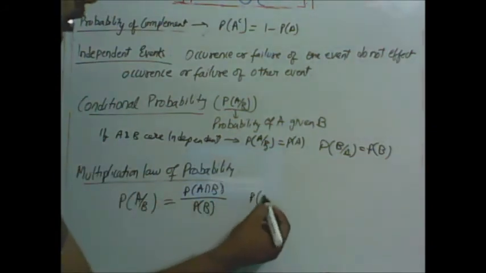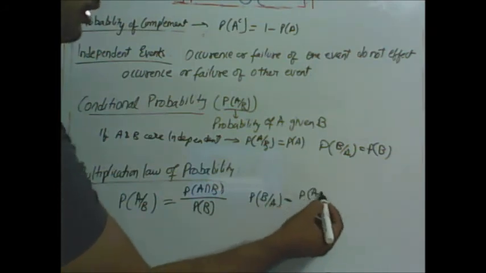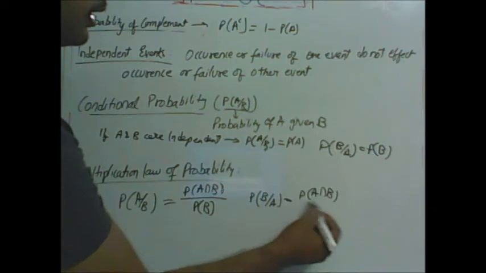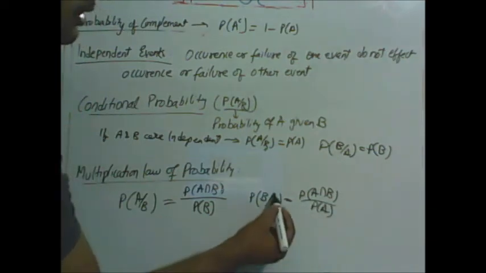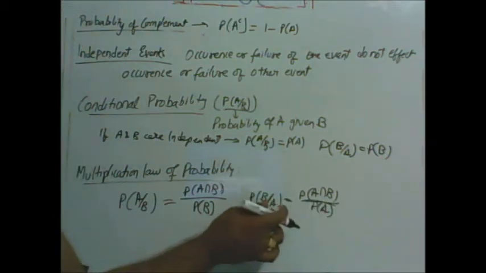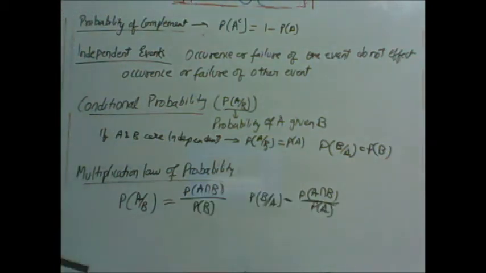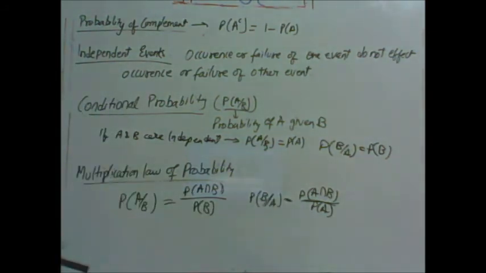And similarly, P of B by A equals P of A intersection B divided by P of A. Remember, whichever event is given, its probability will be in the denominator. So this is the case. In the multiplication law, here it is division, you may be confused about why it is division. Actually the next step is the multiplication law.